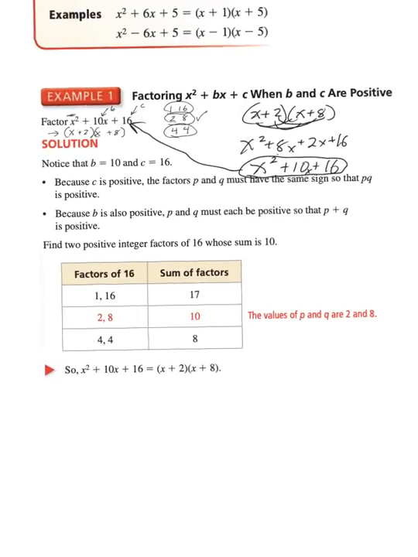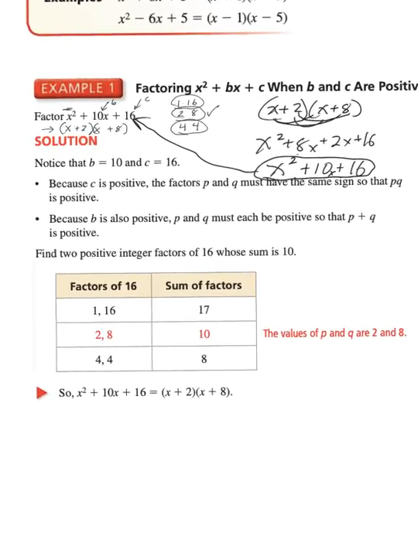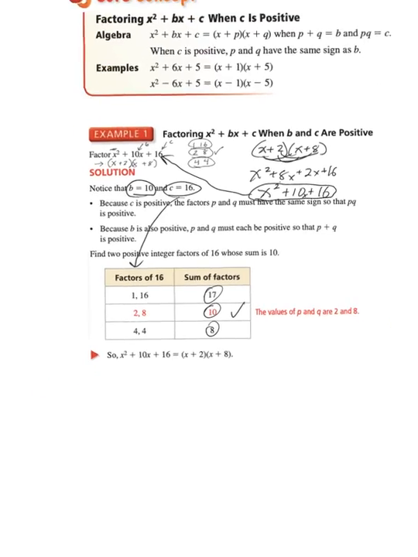We just did it the Mr. Scheidegger way, but to be more detailed, if you look at this, it says, notice that B is equal to 10 and C is equal to 16. So what they did down here is they wrote all the different ways that you can multiply to get 16. And then they added them up, and they noted, if you add up the 1 and the 16, you get 17, the 2 and the 8, you get 10, and the 4 and the 4, you get 8. Well, which one are we looking for? We're looking for two numbers that also add up to the 10, the B value. So there you go.